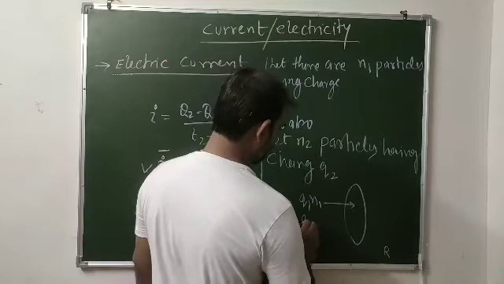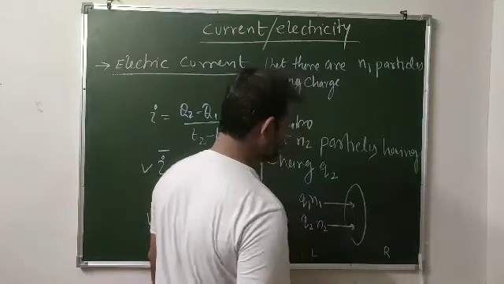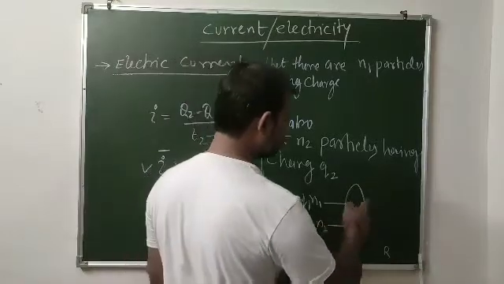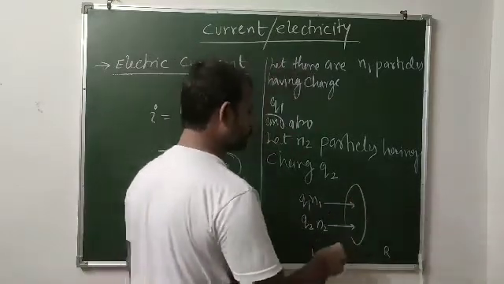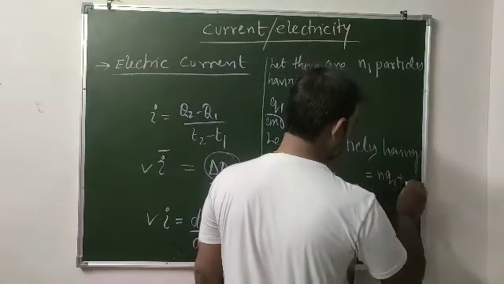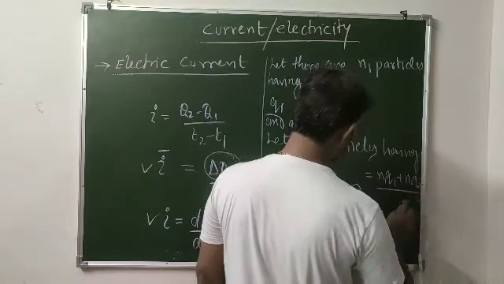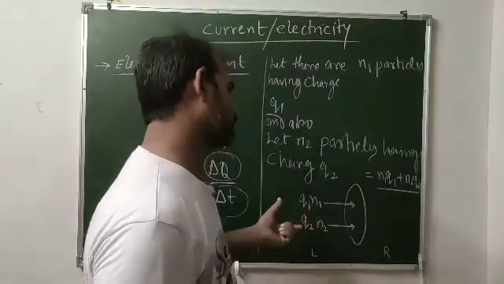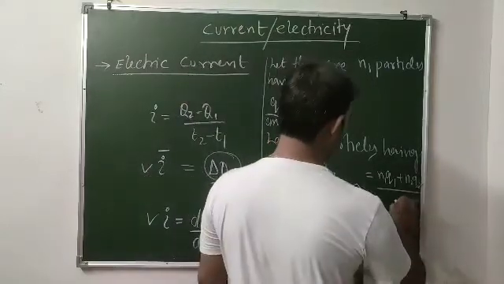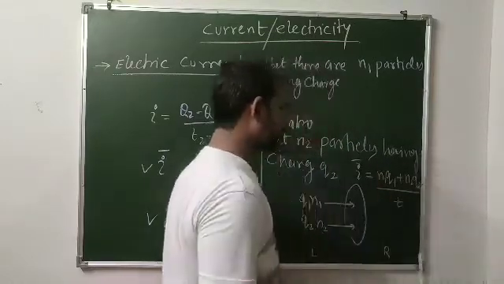Now another particles having charge Q2 are also going in the same direction. So the net charge flow through this section will be, simply you will add these things, N1 Q1 plus N2 Q2, and this much amount of charge has been passed through this section of wire in time t, so the current will be I. This will also be average current, students.